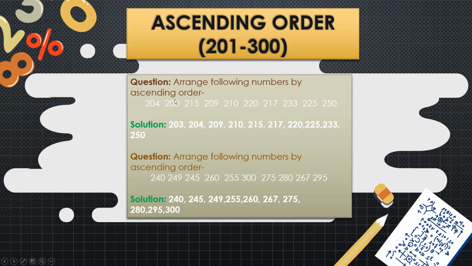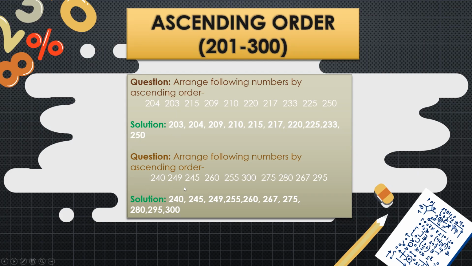Okay, so here you can see the question pattern. Arrange the following numbers in ascending order. This is the question pattern you will notice in your examination. I give some numbers and you have to arrange them from small to big. In this list, the smallest number is 203. It's the least number in this list, so we write 203 first. And the last number is 250, so we arrange it at last. So ascending means small to big.